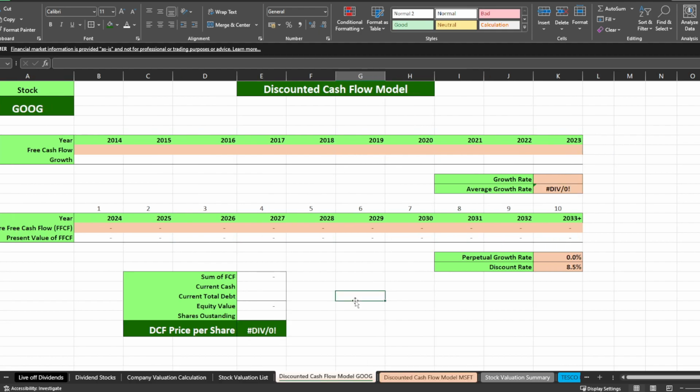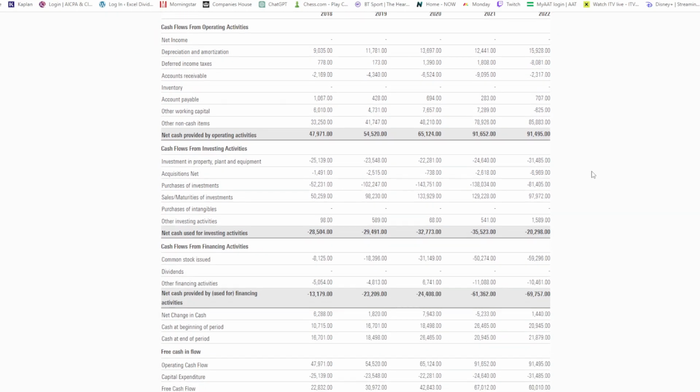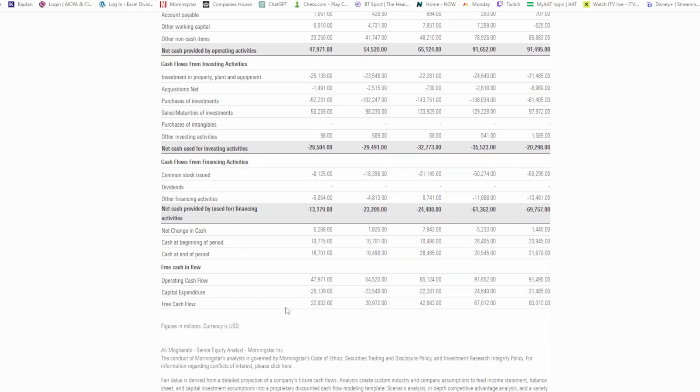This example here I've set up to be Google. What we're going to do now is go and take a look at Google's balance sheet and Google's free cash flow to get the free cash flows and then the current cash and the current total debt. So here I'm using Morningstar to have a look at the financial statements. If we come over to financials and then cash flow, at the bottom we'll find the free cash flow.